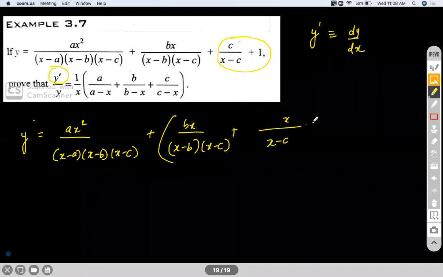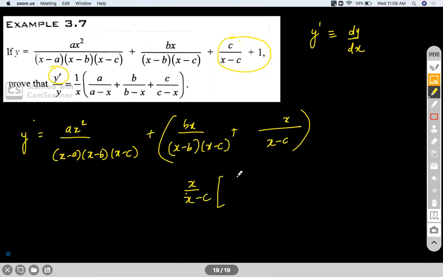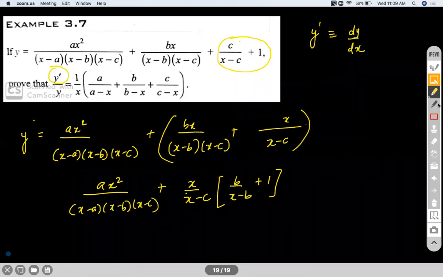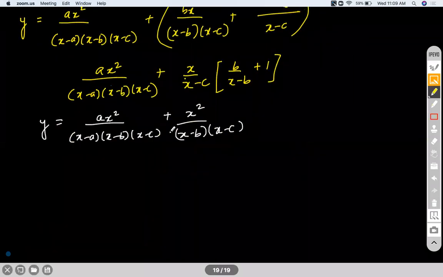Now try to combine these two terms, see what you get. You can take X by X minus C common also. You'll get B by X minus B plus 1, which is X by X minus B. By X minus B, so it becomes X square by X minus B, X minus C. Now take X square by X minus B, X minus C common.